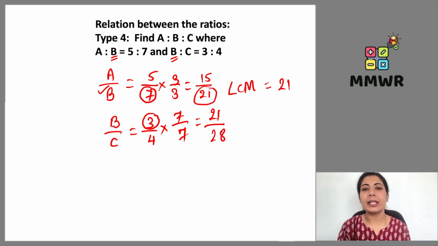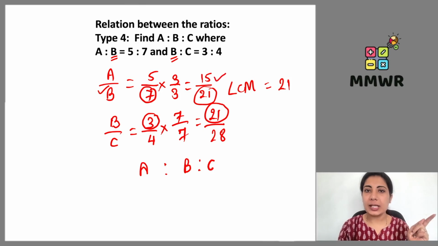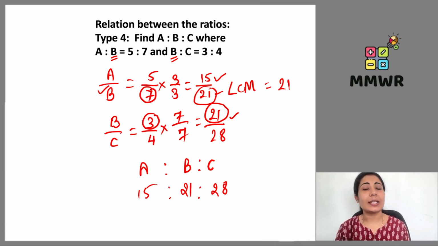Look, now we have made the value for B the same. So for A ratio B ratio C, we can write all the values here. 15 is going to be the value for A, 21 is going to be the common value for B, because in both the places we made the value the same. That was the only target, to make it the same somehow. And 28 is going to be the value for C. Now we only have to look whether there is anything common among all three of them, so that we can divide it further. Otherwise, this is the final answer. So 15 is to 21 is to 28 is going to be the ratio of A, B, C.